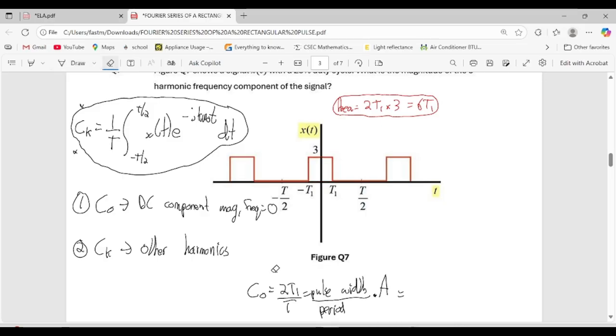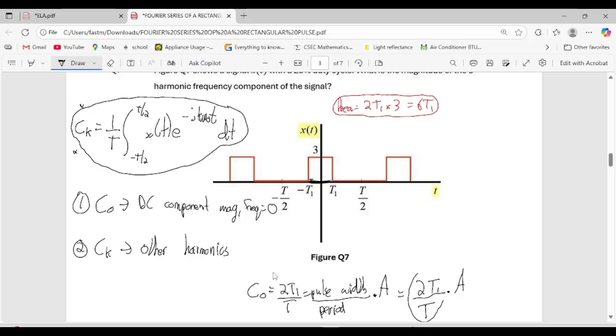So when you look at the graph, obviously it's symmetrical. So you're looking for this here. You're going from minus T1 to 0, which is T1, and from 0 to T1, which is 2T1, the pulse width. So you end up with 2T1 on top, and the period obviously is T. And you multiply it by your amplitude.